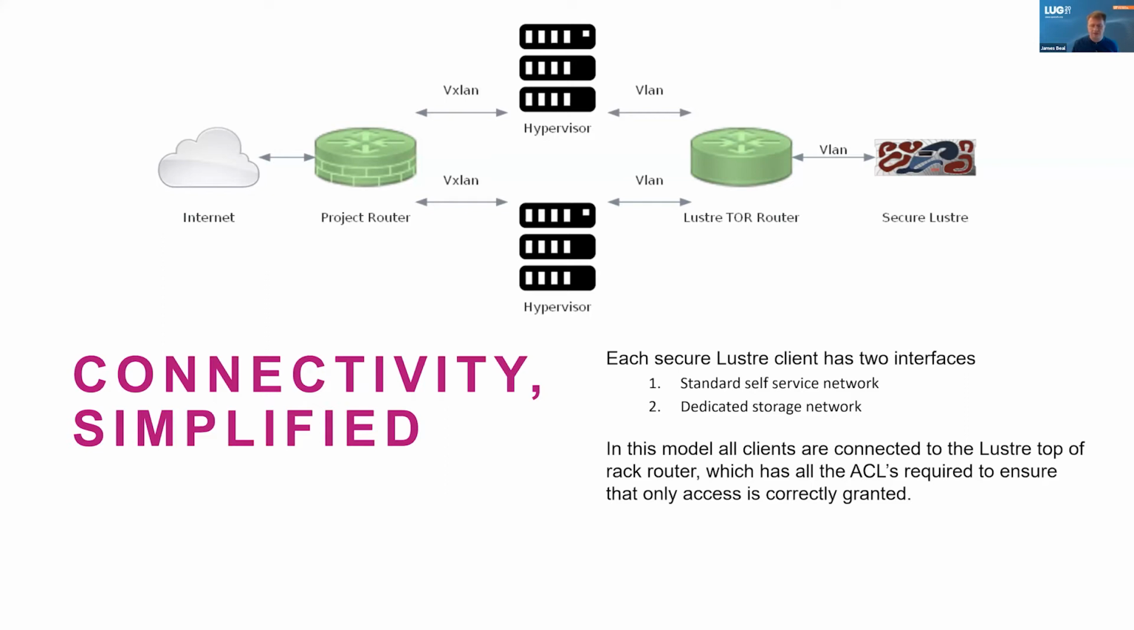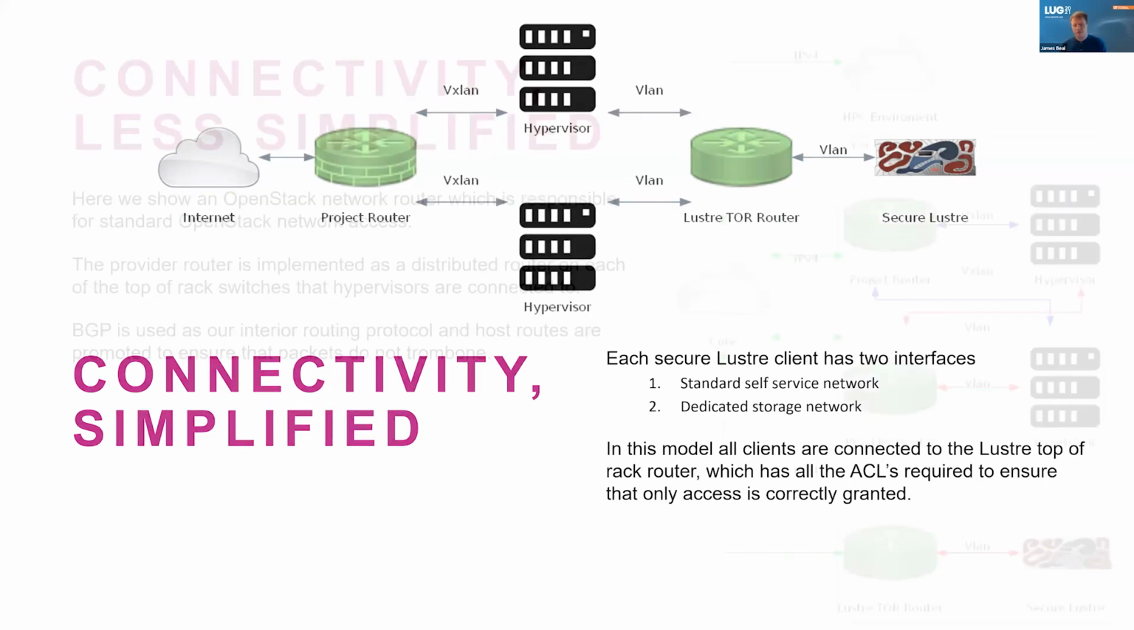The second additional network interfaces are dedicated to Lustre storage traffic. Each of these LNets is transported between the top of rack switches and the Lustre servers on separate VLANs. All the Lustre services and all of the OpenStack instances are conceptually connected with the Lustre top of rack switch pair, providing isolation using a single ACL.